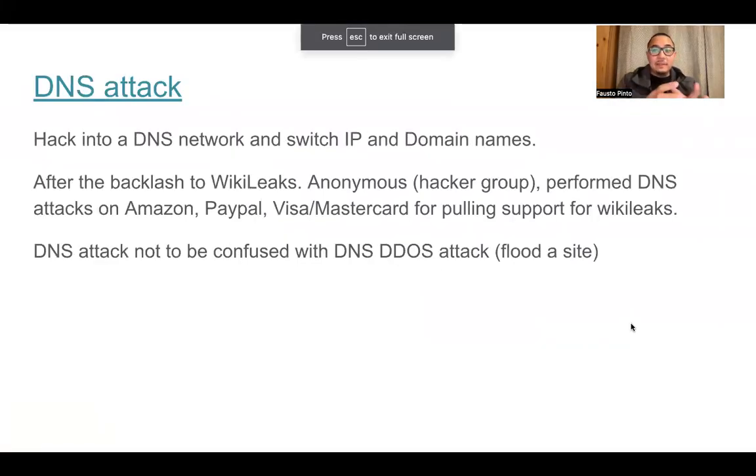So one thing with the internet, with the DNS, there's such a thing as a DNS attack. They hack into a DNS network and switch the IP and domain names. After the backlash to WikiLeaks, if you don't know what WikiLeaks is, you can Google that, there were some leaks of cables, international cables, secret cables, correspondence that said a lot of secret things. The hacker group Anonymous performed a DNS attack on Amazon, PayPal, Visa, and MasterCard for pulling support.